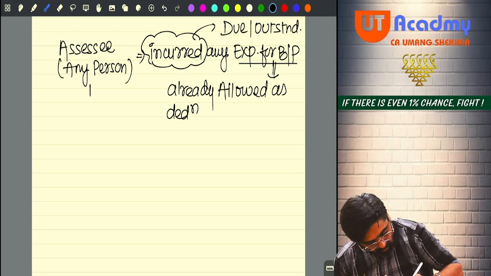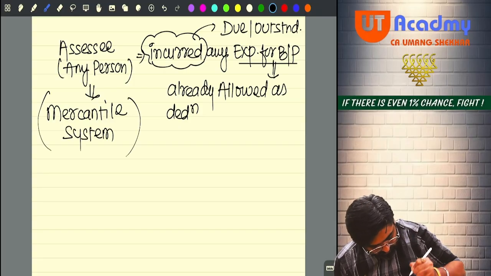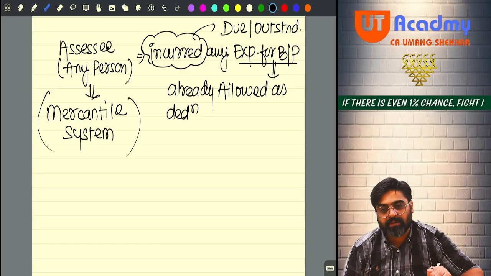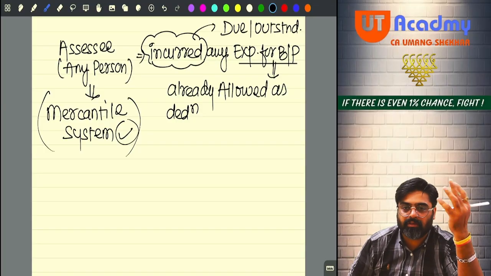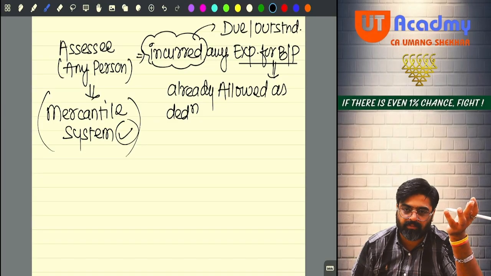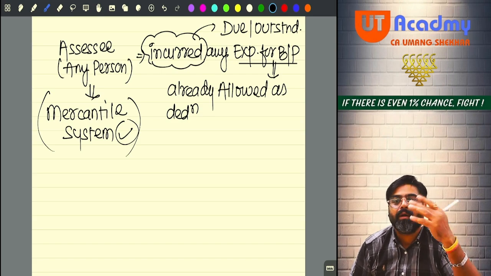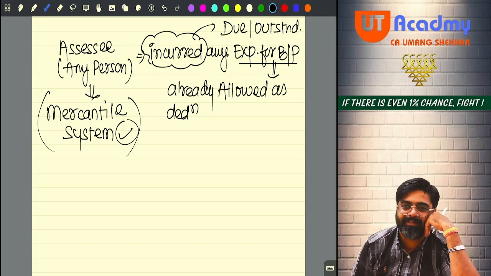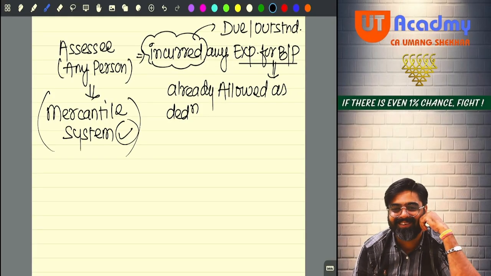So the assessee would be following what? Mercantile system of accounting. And since he is following the mercantile system of accounting, all the incomes of this year, whether received or receivable, are taxable in this year. All the business or business-related expenses incurred in this year, whether paid or outstanding, will be allowed in this year. So I have already claimed the deduction for the expense.